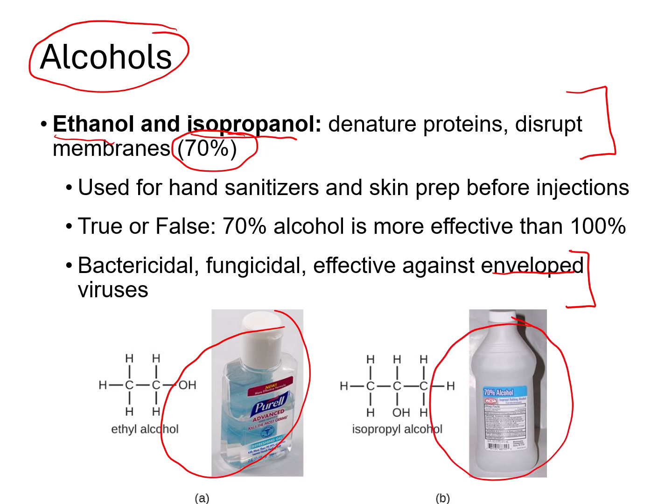before injections. If we look at the second line, or this middle line over here, true or false, 70% alcohol is more effective than 100% alcohol. It's actually true. And this is because water aids in protein denaturation. Here you would have about 30% water. So water will help in denaturing those proteins and also slows the evaporation time of the alcohol for better contact time with the microbe. However, alcohols don't kill endospores, and they still evaporate too quickly to achieve full sterilization.